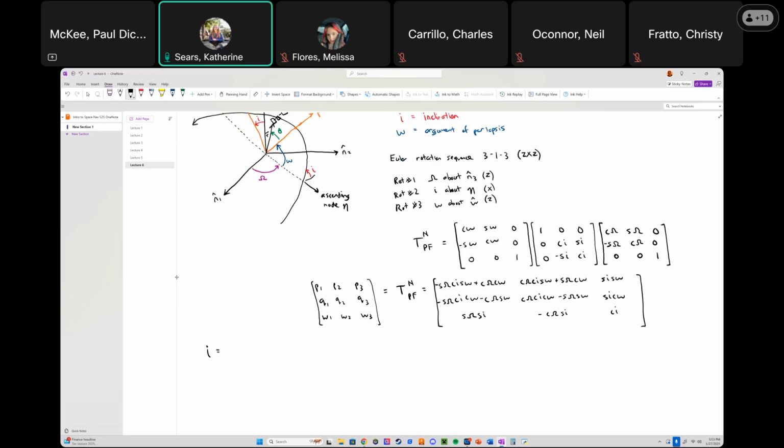Take the inverse cosine of W3. Exactly right. It is the arc cosine or the inverse cosine of W3. Or you could think of it as the arc cosine of T3, right? The third element of this matrix. It's the same thing. All right. What about little omega? Going to be a little bit trickier now.